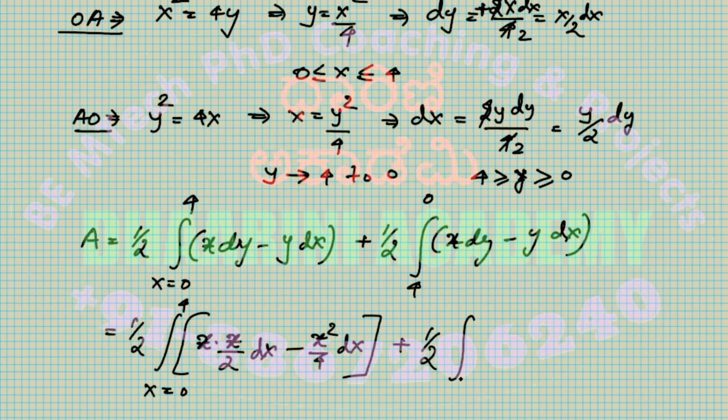Plus another half integral. This is, now you start with y, right? Y is equal to 4 to 0. Then you write x dy. So what is the substitution for x in this case? It's y square by 4, right? So you have y square by 4 dy as the first term minus y dx. So simply y only, right? Y into a dx is there. So what's the dx? You see, dx is equal to y by 2 dy. Okay.